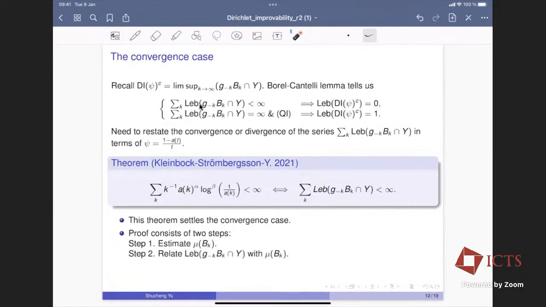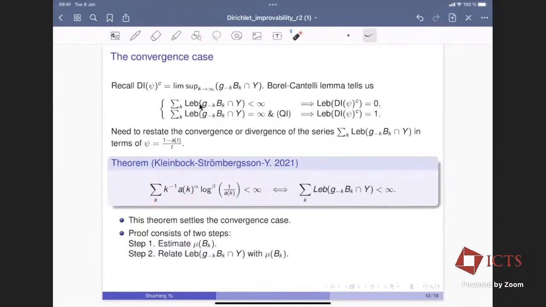But the first step is that in our theorem, it's not those series showing up. It's actually the series involving our approximating function. So we have to restate the convergence or divergence of this sum of the Haar measures in terms of our approximating function, and that's the first theorem towards the main theorem. It says that the convergence of this sum of the measure is equivalent to the convergence of the series involving A_k, and this is exactly the series showing up in our original theorem.